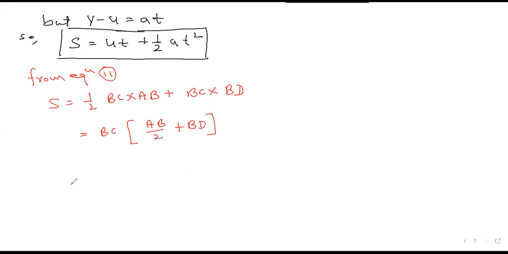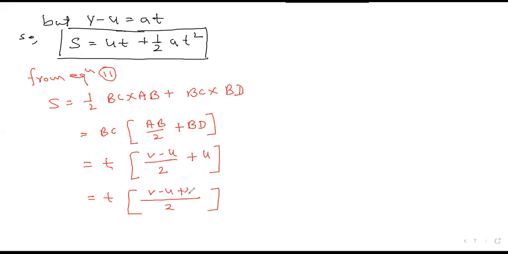May I? I can write BC is T. AB is V minus U upon 2. The value of AB is V minus U. BD is U. This is T. Take 2 LCM. This is V minus U plus 2U. So S equal to T, this is V plus U upon 2.